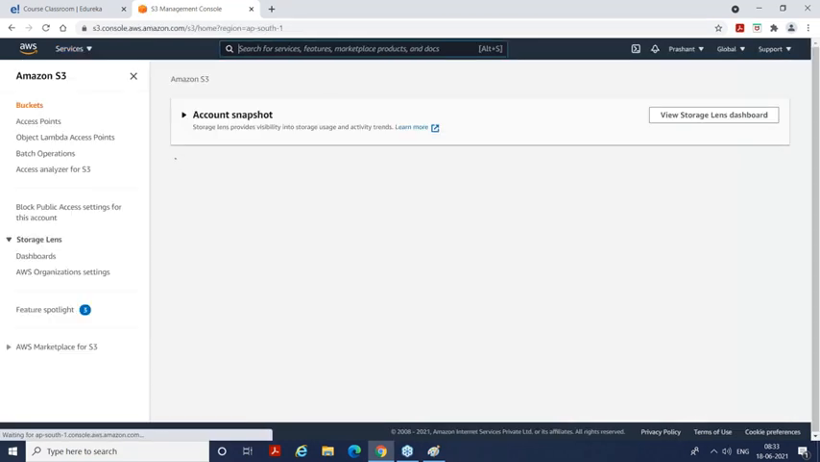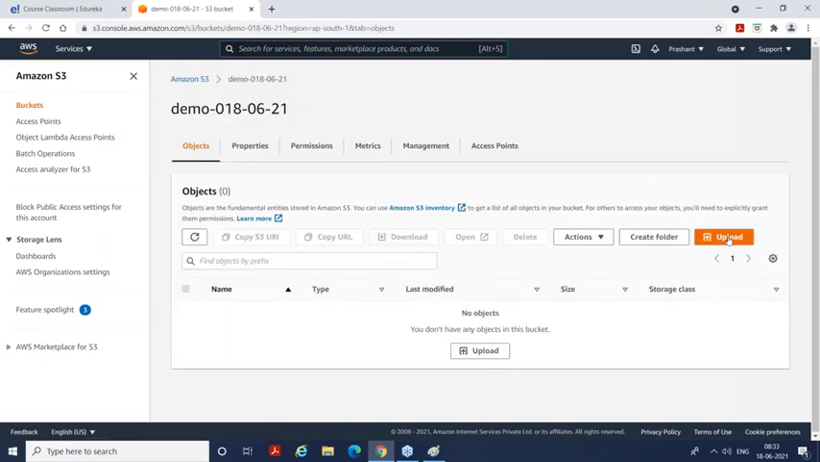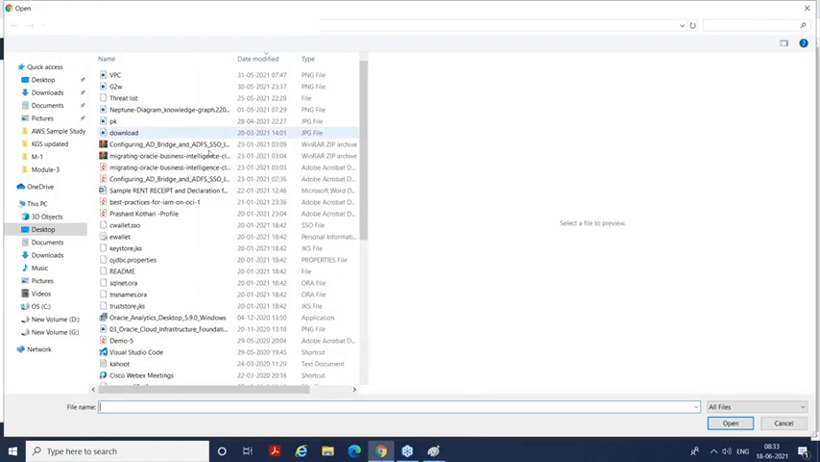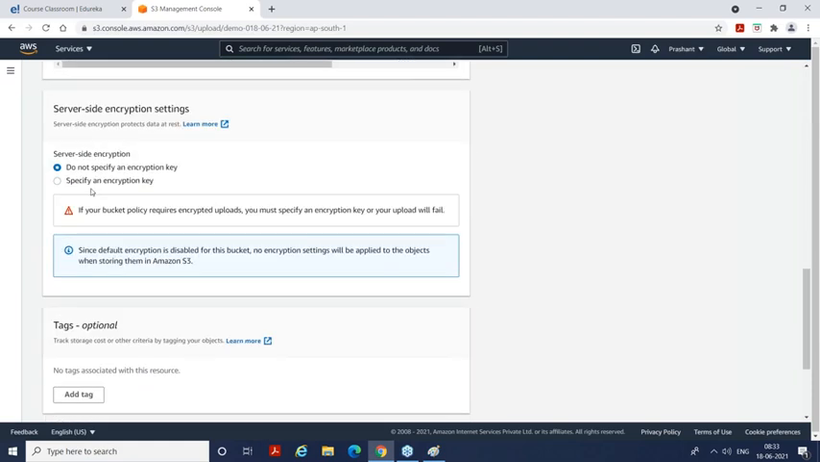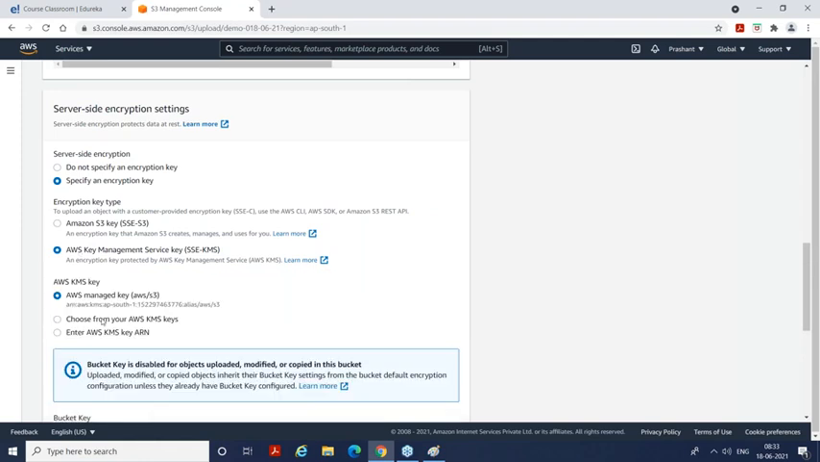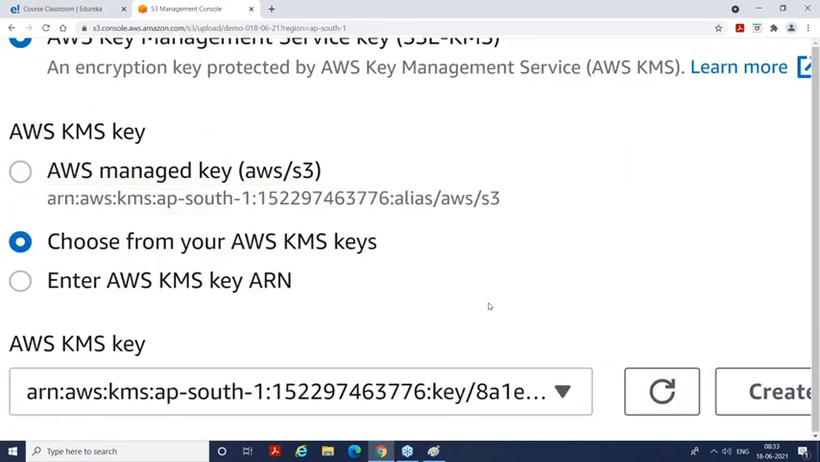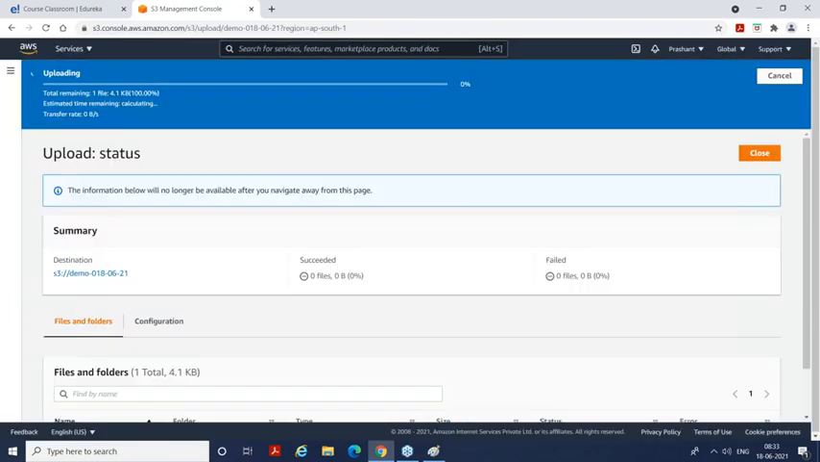pay attention. This is a bucket. I am uploading an object here now. Let's say this file. And if I want to encrypt, under the properties I have one option called encryption. Specify an encryption key, right? Use KMS key. Choose from your KMS keys. You notice this key which we just generated with the name demo. If you pay attention here, I have used that key and I am encrypting my data.